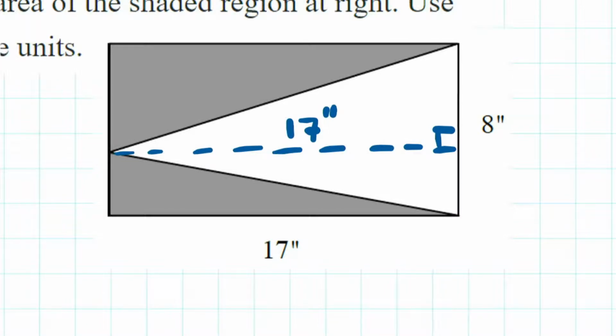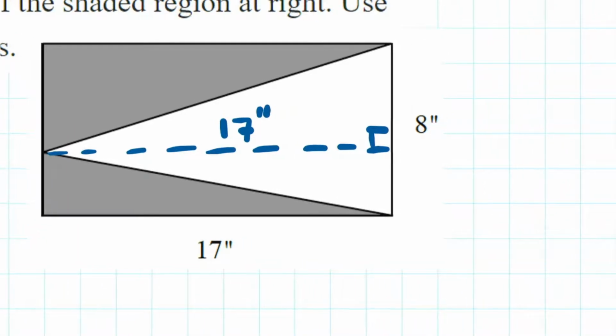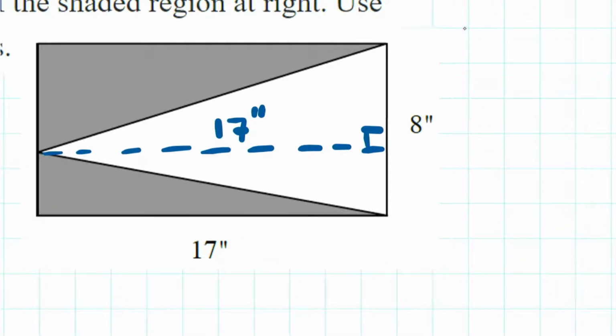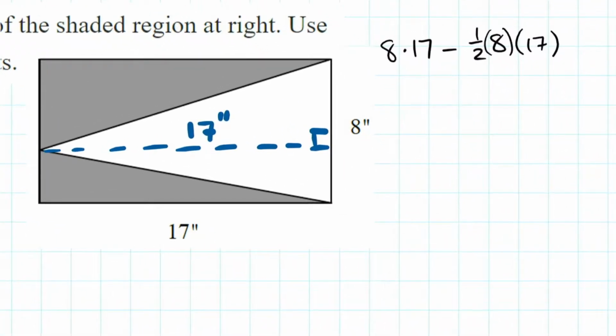So if I wanted to calculate the area here, I can take the area of the entire rectangle, right? The whole rectangle is just 8 times 17. And from that, I can subtract the area of this triangle. And the area of that triangle would be 1/2 times the base, I'll call that 8, times the height, which is 17. So 1/2 times the base times the height.